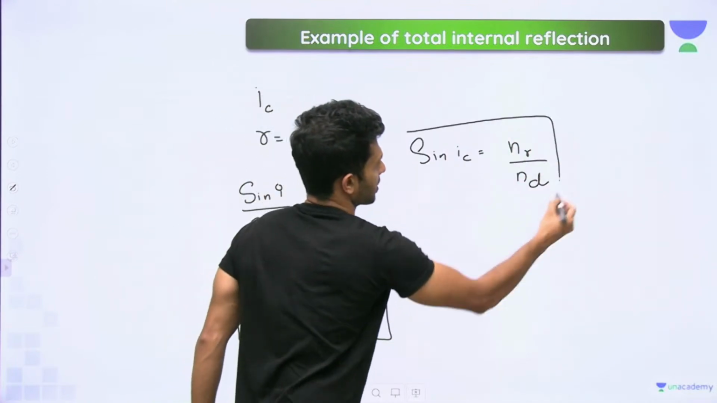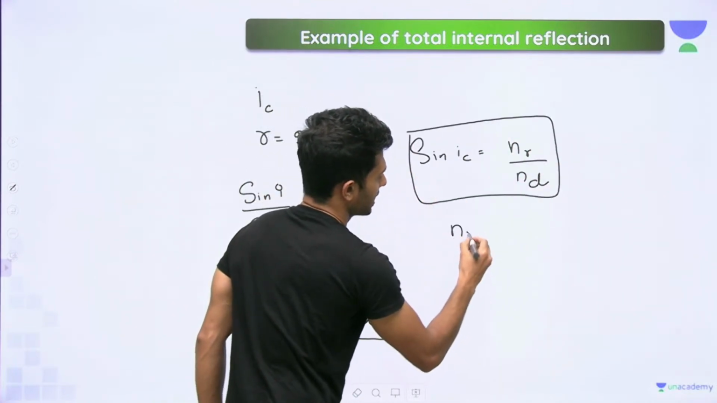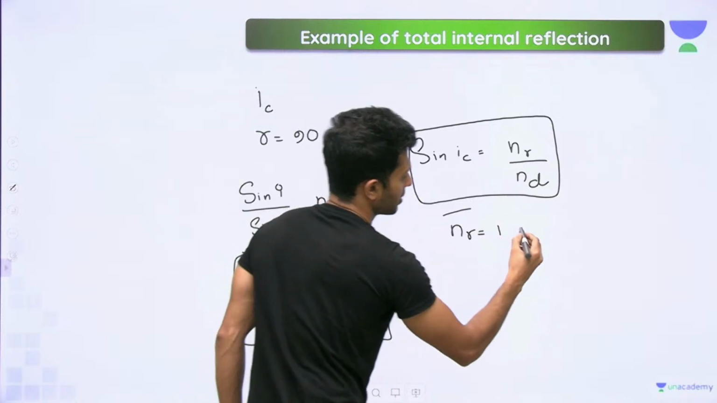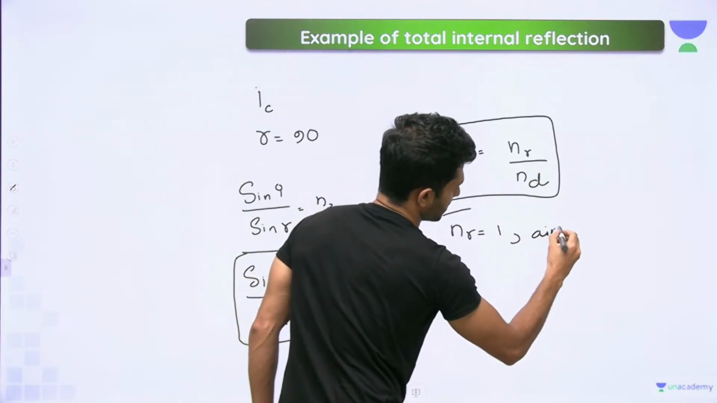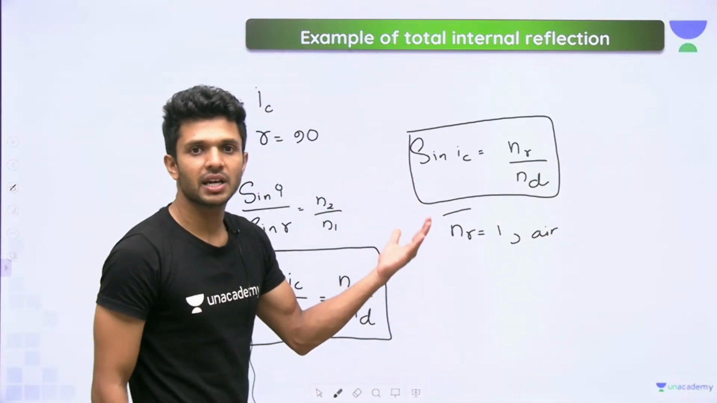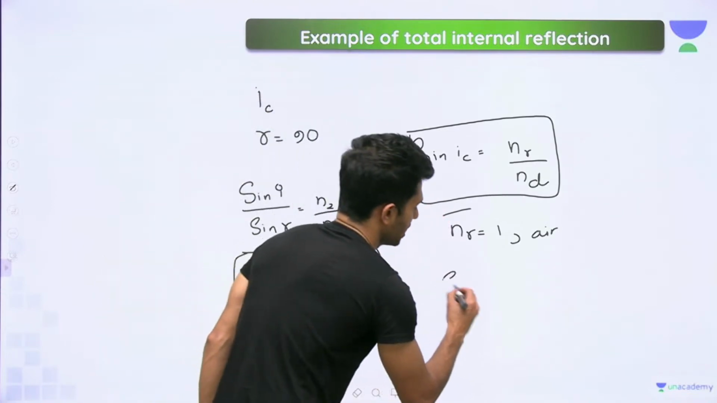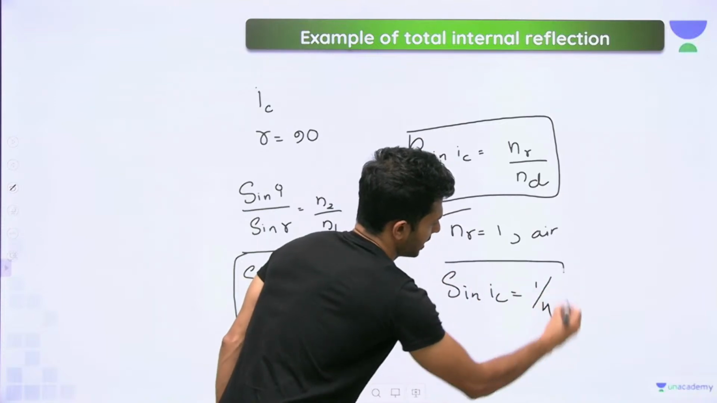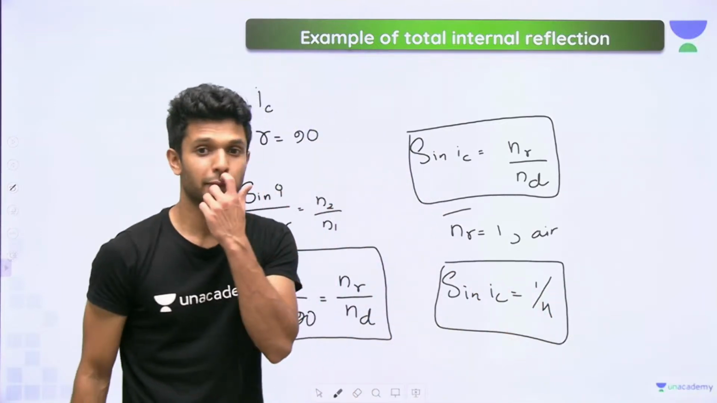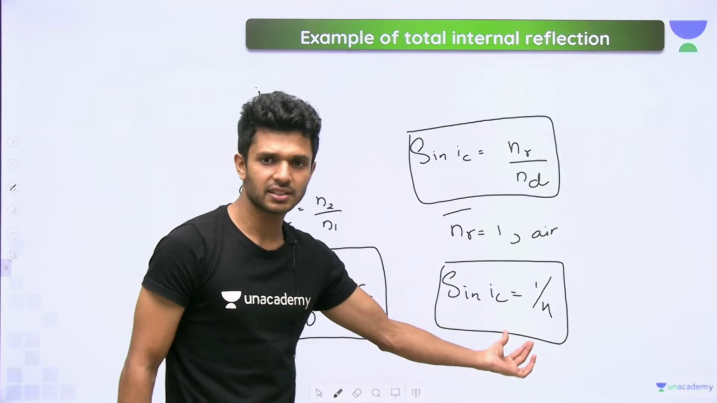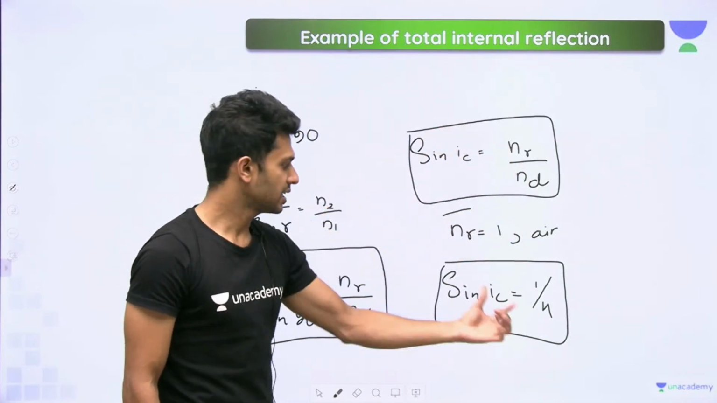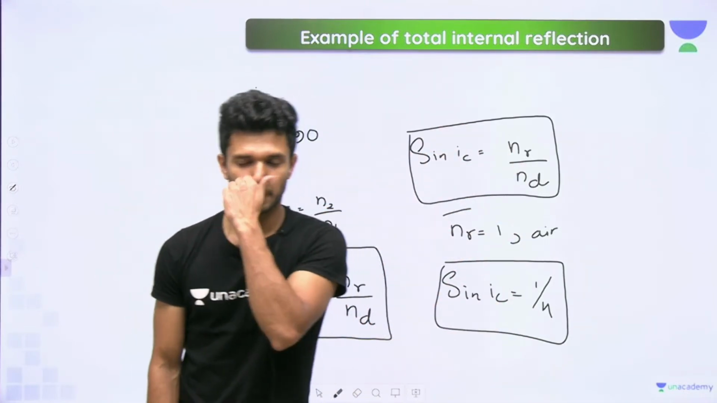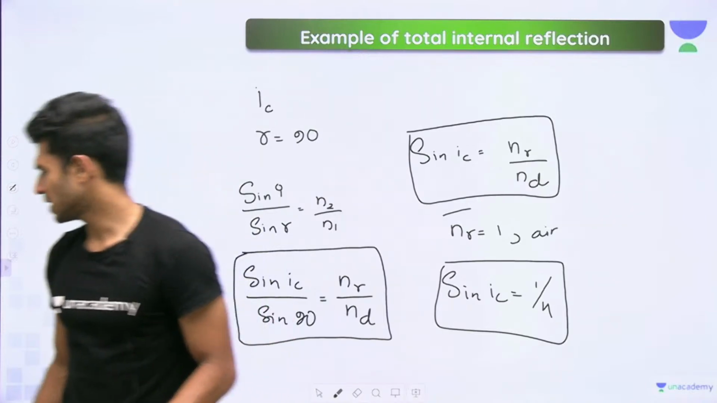Special case: if the refractive index of the rarer medium is equal to 1, that is, if it is air, the equation becomes 1 by n, where n is the refractive index of the denser medium. In this case we can write it as such, but this is the general formula. This is one of the cases.